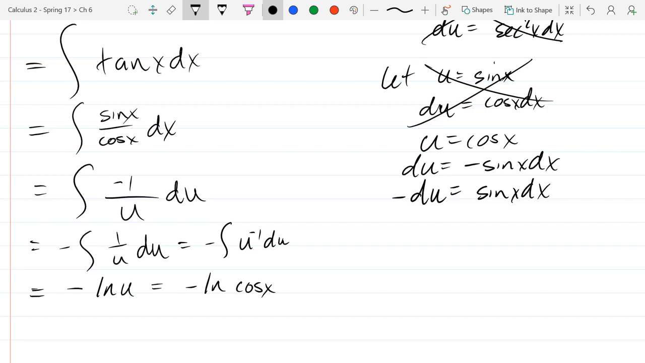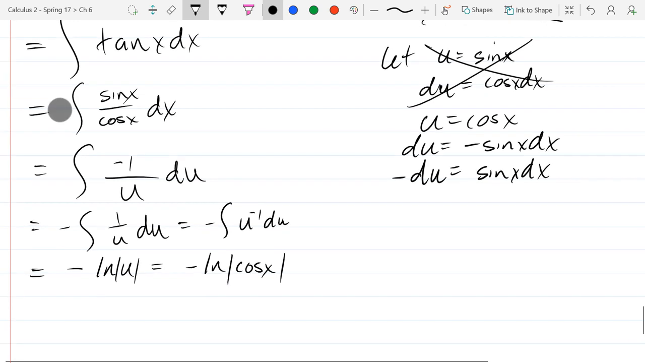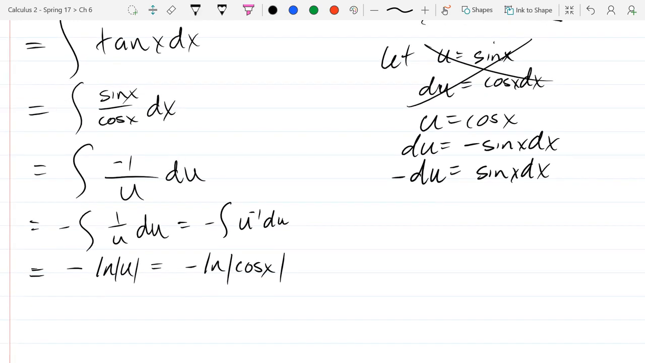If you want to be fully correct, there's absolute value right around there. Oh, there's something I also forgot. Plus c. We didn't have endpoints, so you get a plus c. And that needs to appear as soon as you take the antiderivative. So we get a plus c on that step and a plus c on that step.